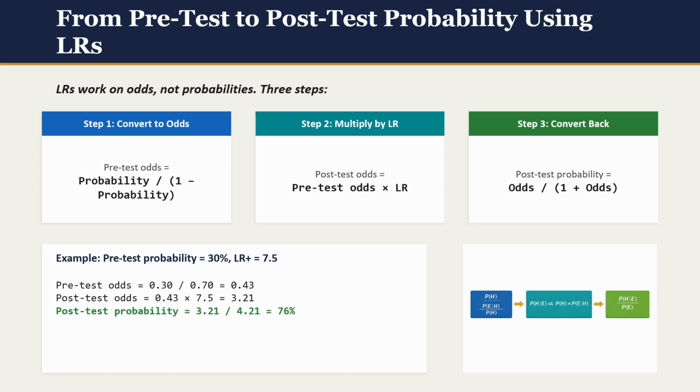If the ultrasound had been negative instead, you'd use LR minus of 0.28. Post-test odds would be 0.43 times 0.28 equals 0.12. Post-test probability equals 0.12 divided by 1.12 equals approximately 11%. The probability dropped from 30% to 11%, substantially reduced but not eliminated. You'd still want to monitor or consider further investigation.